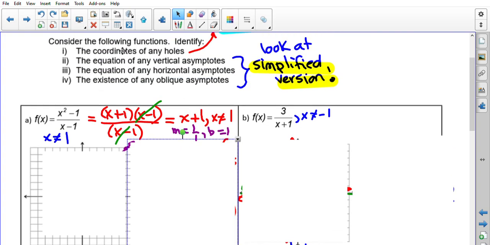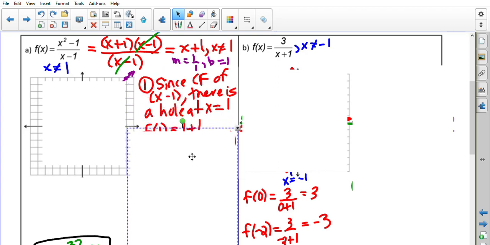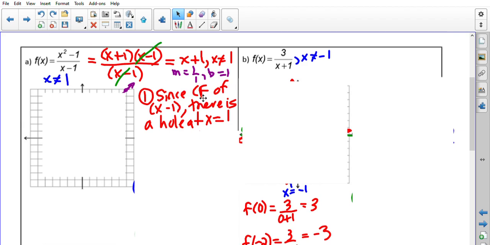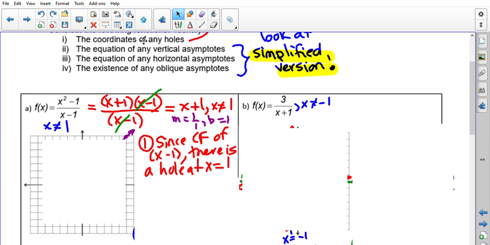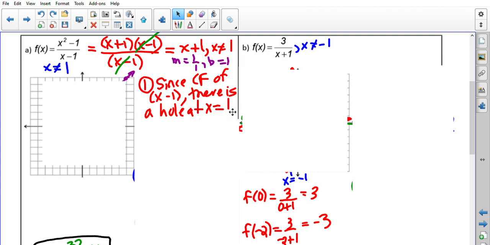So let's start with answering our questions. Remember, you might have to do this work first before you can answer these. Okay, all right, since the common factor of x minus 1 exists in the top and bottom, that means we know there is a hole at x equals 1. Okay, so I made that notation. Now notice it asks for the coordinates of any holes, so that means I need to find the corresponding y value.